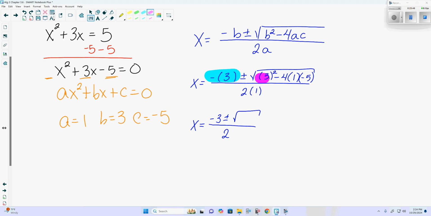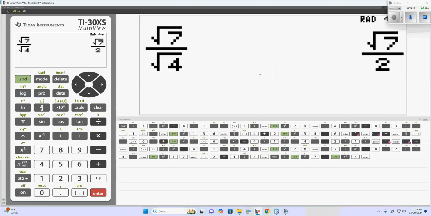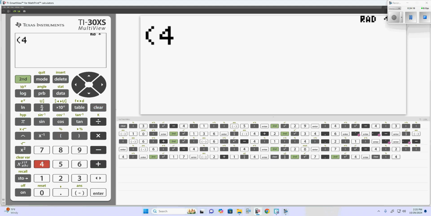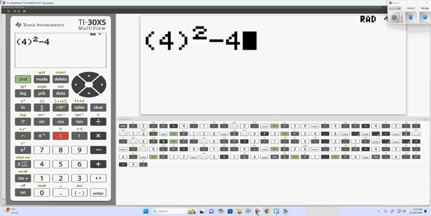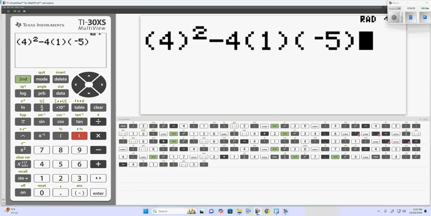Next thing I do when I solve these is I look at what's inside the radical. I'm not so worried at this point about the square root. I'm more focused on, in this case, the 3 squared minus 4 times 1 times negative 5. Now we could do this by hand, which would be squaring the 3, then multiplying the 4 by 1 by negative 5, and then subtracting.